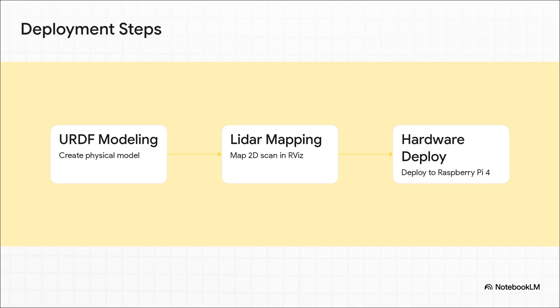And then, step three, the grand finale, you deploy that exact same code directly onto a physical Raspberry Pi 4. Because of ROS 2's modular nature, the code genuinely doesn't care if the LiDAR is virtual or real. You literally just swap the simulated sensor node out for the physical sensor node, and boom, the robot drives. It is such an incredibly powerful workflow.